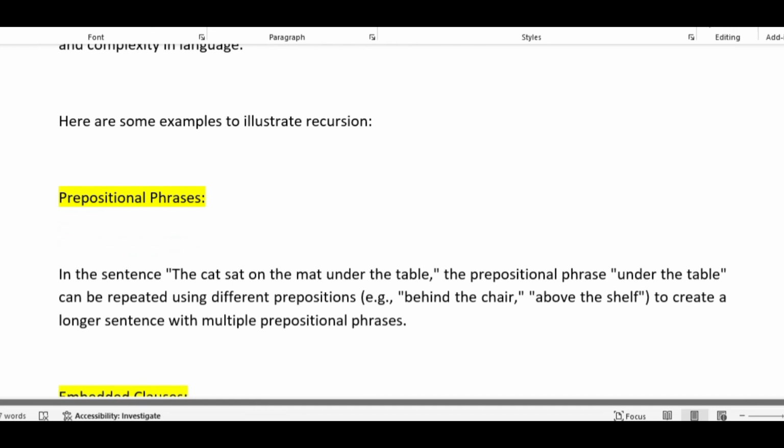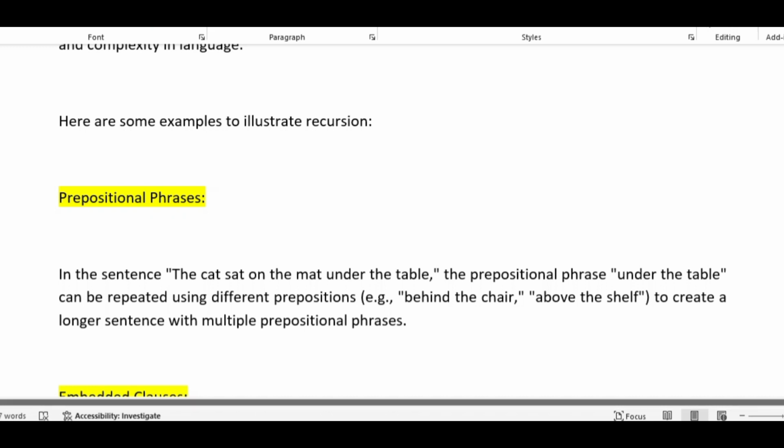Here are some examples to illustrate recursion. Prepositional phrase. In the sentence, the cat sat on the mat under the table, see, on the mat, under the table, two prepositional phrases are here. Now, the prepositional phrase under the table can be repeated using different prepositions, for example, behind the chair, above the shelf, to create a longer sentence with multiple prepositional phrases.